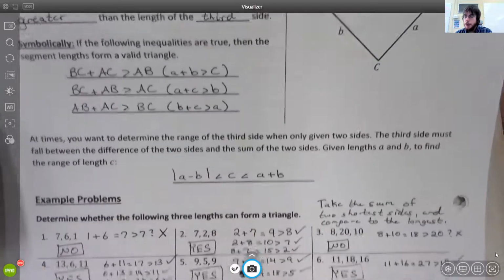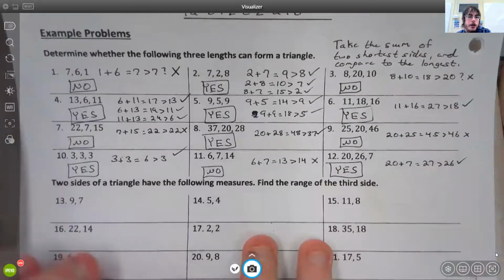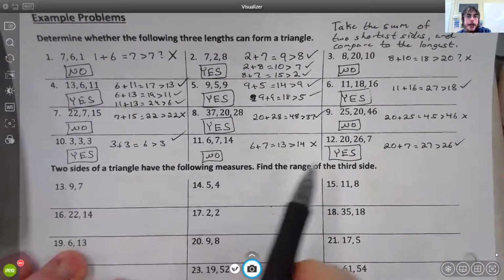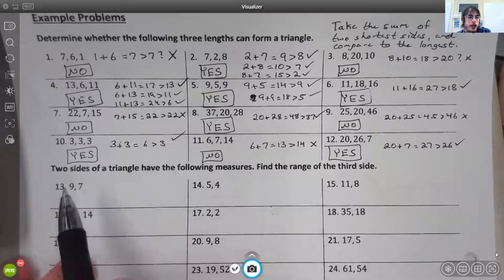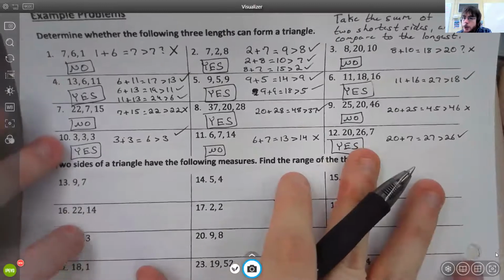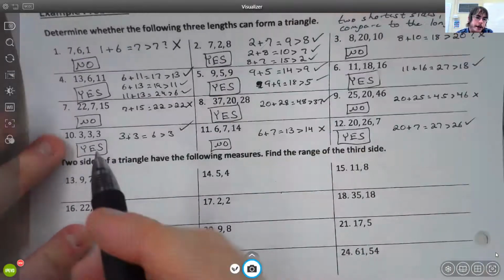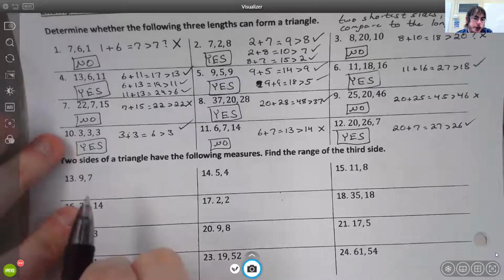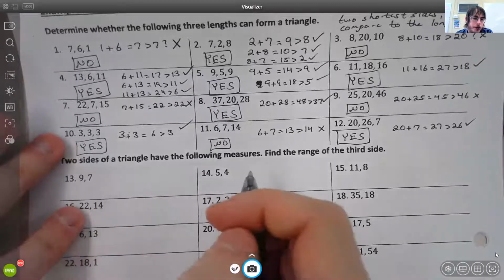So let's look at some examples down here at the bottom. Two sides of a triangle have the following measures. Find the range of the third side. So in number 13, we're given the sides 9 and 7. So we're going to have to do two things. We're going to have to subtract these two numbers and add these two numbers. That will give us the lower and upper bounds.